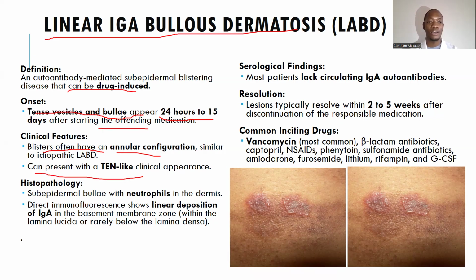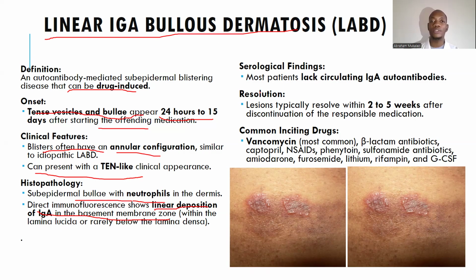So someone can also present with a clinical picture where they have this extensive blistering. And on histology, you will see a subepidermal blister with neutrophilic infiltrate within the dermis. And when you do direct immunofluorescence, you will see linear deposition of IgA along the basement membrane zone, which will now give you the picture that this is a drug-induced case. So you will have your drug, and then on histology, you will see that kind of picture.